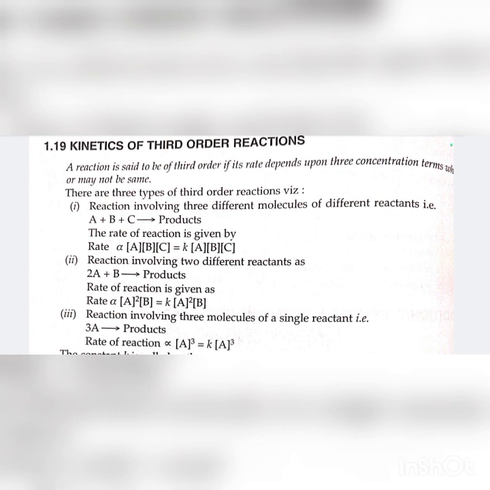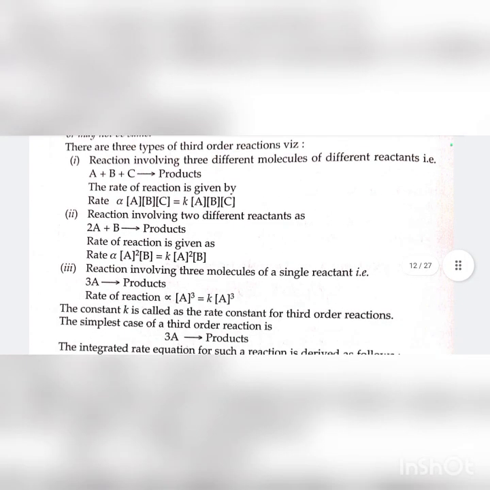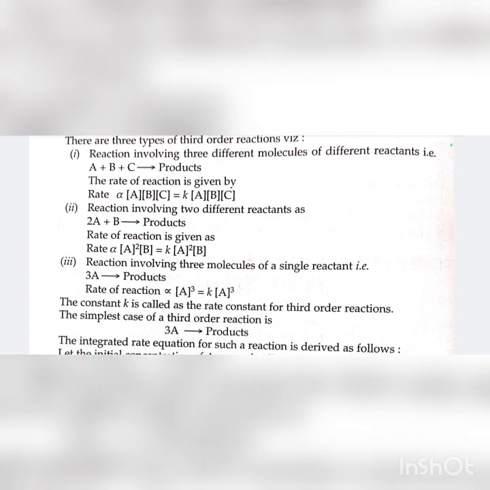So the rate of the reaction is given by R equals K into concentration of A into B into concentration of C. Second, a reaction involving two different reactants, that means 2A plus B equals products. So R equals K into concentration of A square into B. Third, a reaction involving three molecules of a single reactant. So the rate of reaction is equal to K into A power 3. The constant K is called the rate constant for the third order reaction.